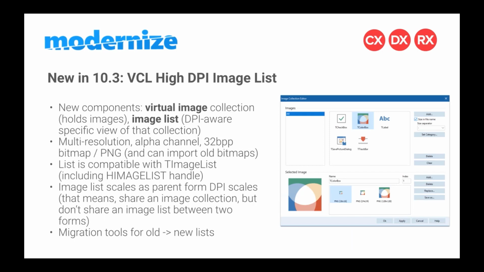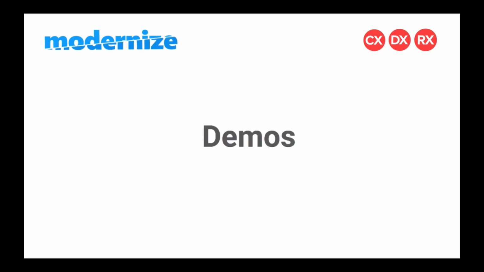Now, new in 10.3 is also a VCL high DPI image list, and this is really great if you're building user interfaces because you can easily select multiple sized icons and images to ensure that they look crisp across the different resolution monitors. And with that, let's have a look at our Windows 10 support in action.